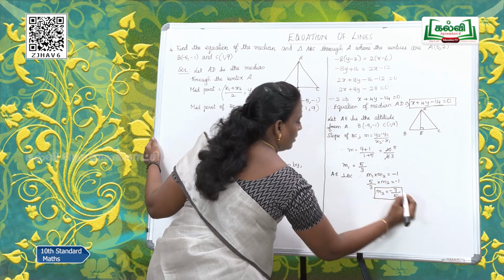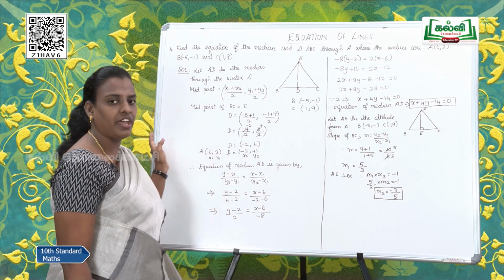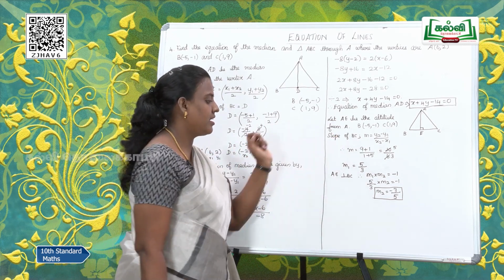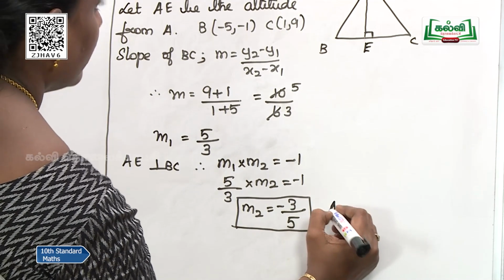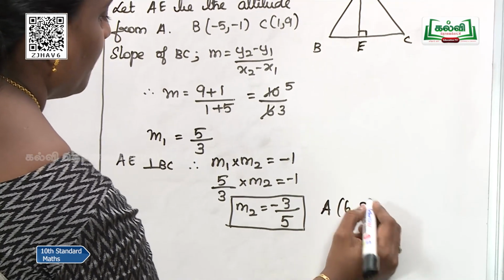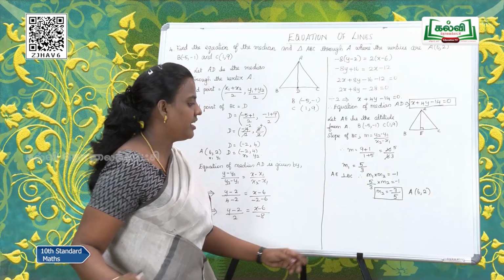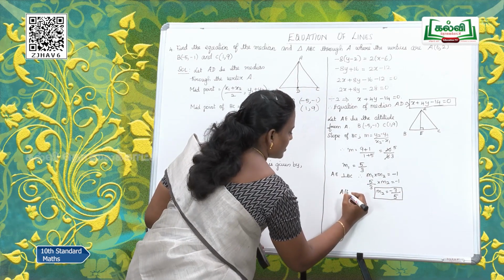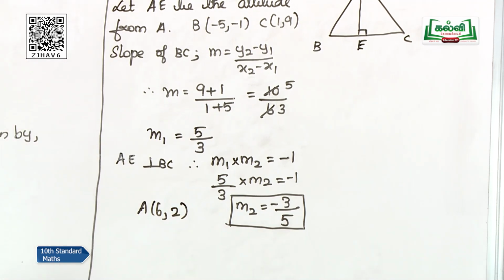Okay. Now, what am I supposed to find? I have to find the equation of the altitude from the point A. Now, what is your point A? 6 comma 2, isn't it? So, what equation can I use? Now, I have A is 6 comma 2 and I have m2 is equal to minus 3 by 5.